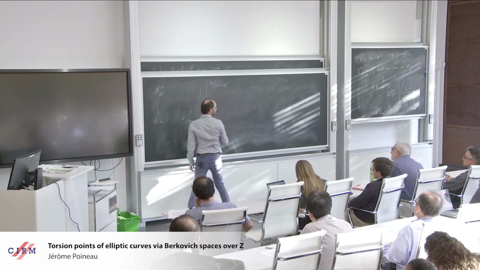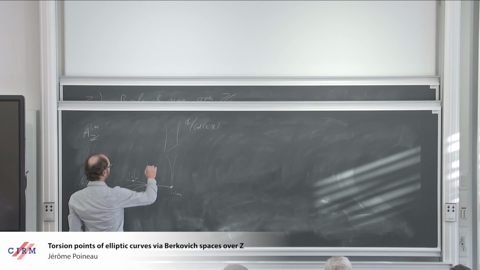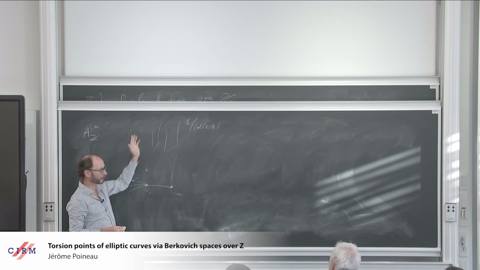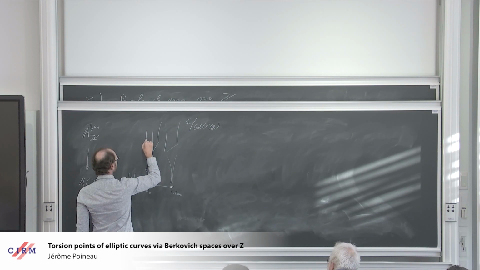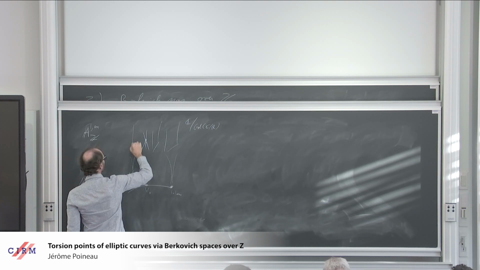Okay, so that's what the fiber over this point here looks like. And same for all the Archimedean things. So you have just copies of C or of the upper half plane. And over the other points, over the trivial valuation, you have something like that. And over any other point like this one, you have the usual picture of a Berkovich space with many, many branches, like the structure of a real tree, like that, okay?